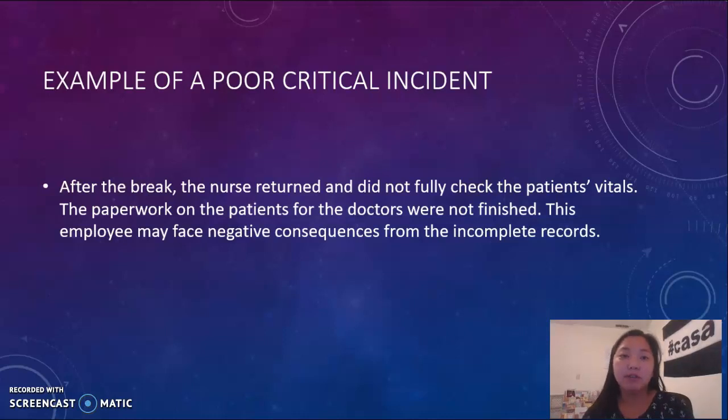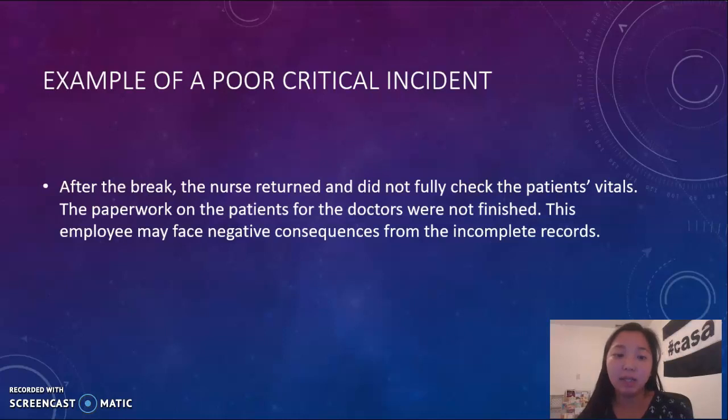So I'm going to give you two examples of a critical incident, and this first one is a poorly written one. And what I've made up is, after the break, the nurse returned and did not fully check the patient's vitals. The paperwork on the patients for the doctors were not finished. This employee may face negative consequences from the incomplete records. So this example does have all three parts of a critical incident, but it's not very specific. There's a lot of information lacking, and there's a lot of questions that could be asked from this description.